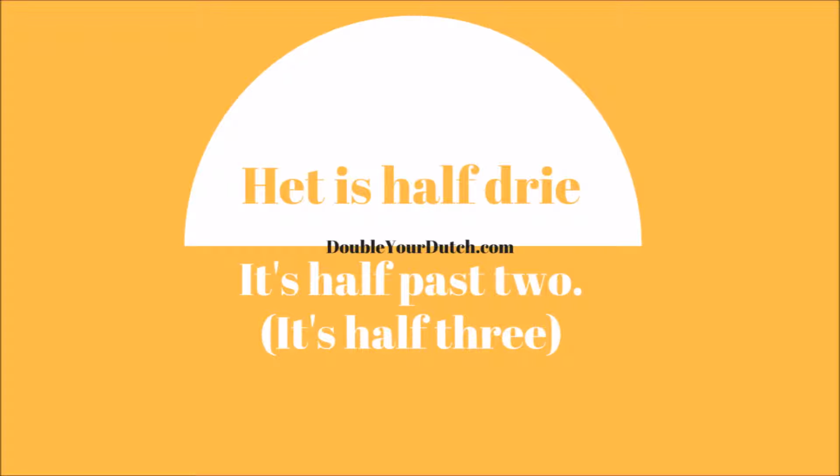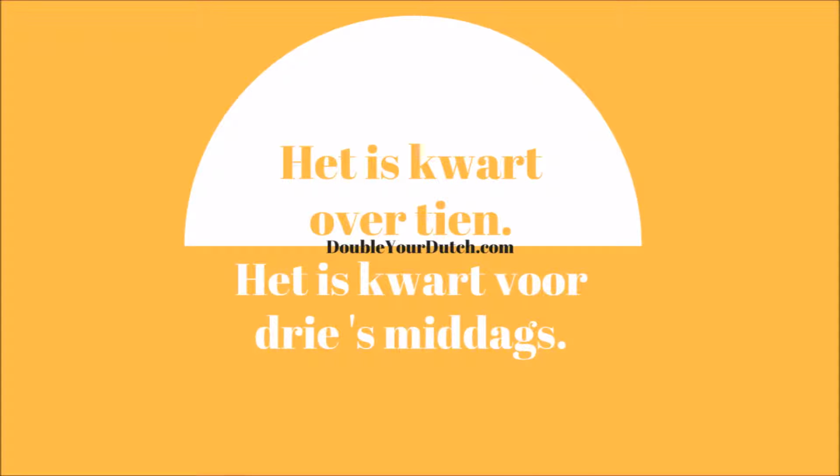But in Dutch, half means it's not yet 3, but just before. Kwart, het is 10:15. It's 10:15. Over is past. Over is really "over," but in this case, it's past. Or you could say, het is 2:45 's middags. Voor is before.